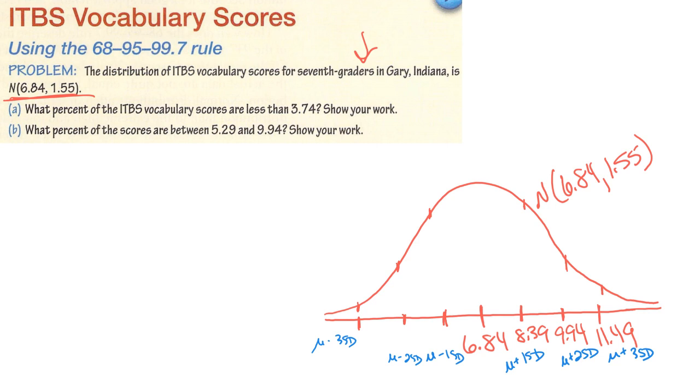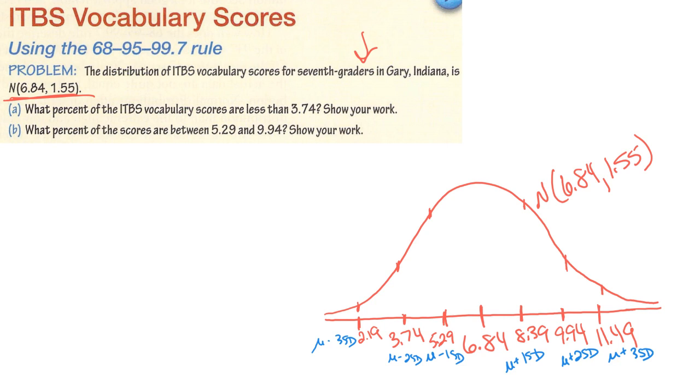So in looking at those values, my 6.84 minus 1 standard deviation is going to give me 5.29. Minus 2 standard deviations, 3.74. And minus 3 standard deviations, 2.19. So to use this curve to solve the problem and show my work, I'm going to sketch the curve. That counts as showing my work. And I'm going to shade the area of the curve that I'm looking for.